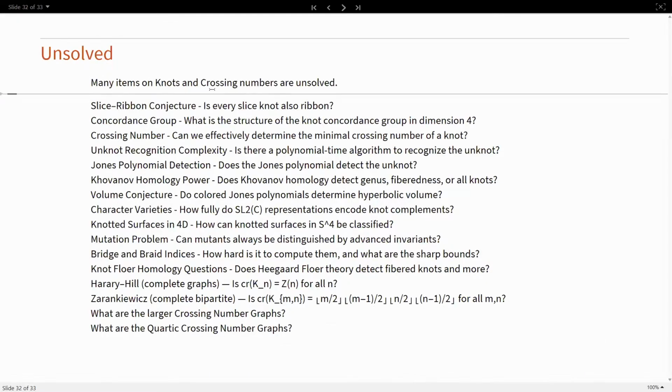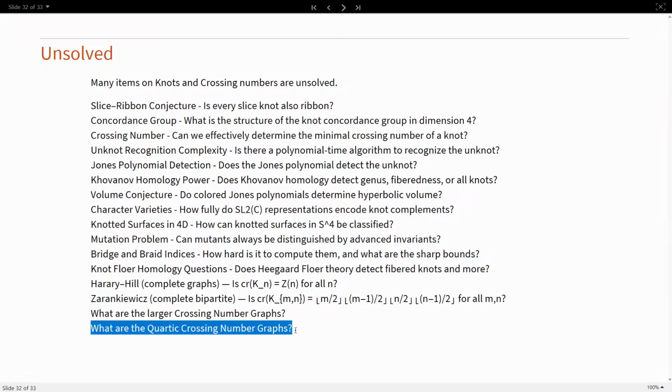And of course, there's many unsolved problems with knots. For example, if we go beyond a crossing number of 14, there's very little I know about cubic graphs. So what the next graphs are in the crossing number graphs is something I haven't figured out. And even something as simple as what are the quartic crossing number graphs? That's a problem that probably anyone could solve, but it's something we haven't collected data on yet.